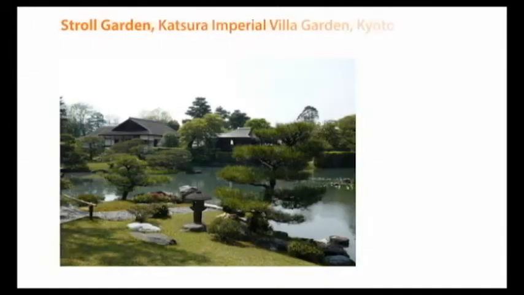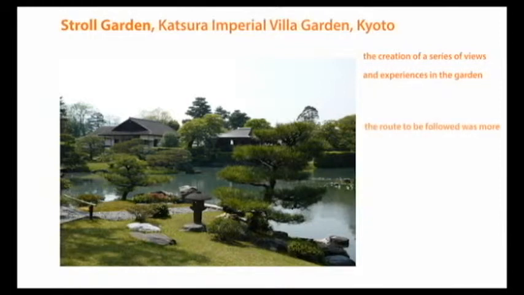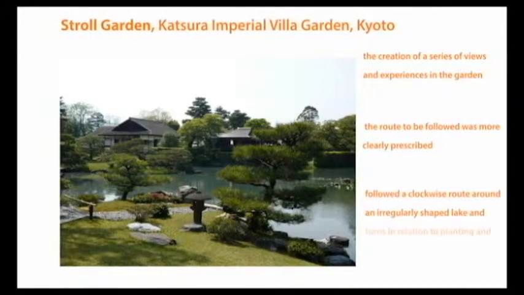The second type is the stroll garden. The idea of stroll gardens was the creation of a series of views and experiences in the garden. It resembled the gardens in China, but the route to be followed was more clearly prescribed. It followed a clockwise route around an irregularly shaped lake and was laid out with bends and turns in relation to planting and topography.